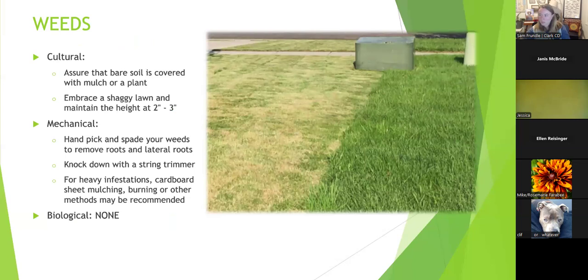What can we do about weeds in our own landscape? Thank you very much for that. The link for the noxious weed control is in the chat box.